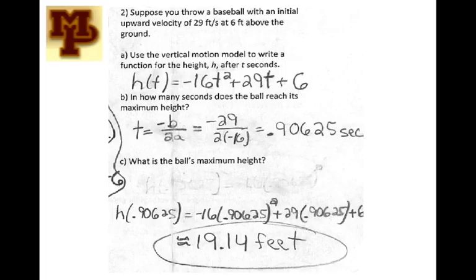Next one, same thing, just plug it in, and you get negative b over 2a. It turns out to be a decimal. Plug that decimal into your calculator, and you get about 19.14 feet for the maximum height.